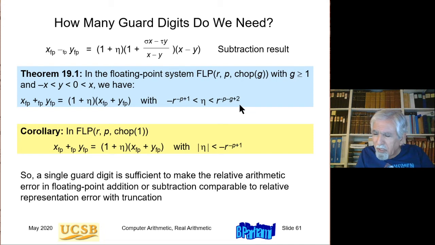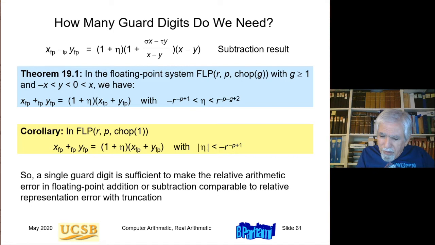It's a well-known theorem. So basically, if I keep just one guard digit, a corollary to this theorem, replace g with 1, this will also be r to the minus p plus 1. So the two positive and negative bounds match in magnitude. Therefore, if I chop all the intermediate results after keeping one guard digit, then the bound on arithmetic error is acceptable.